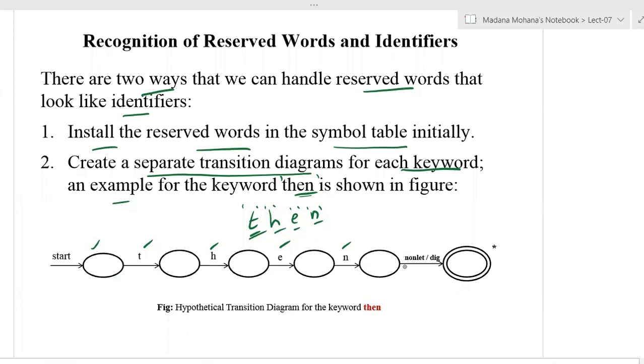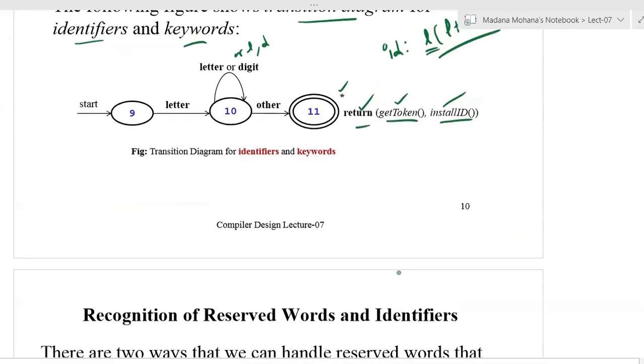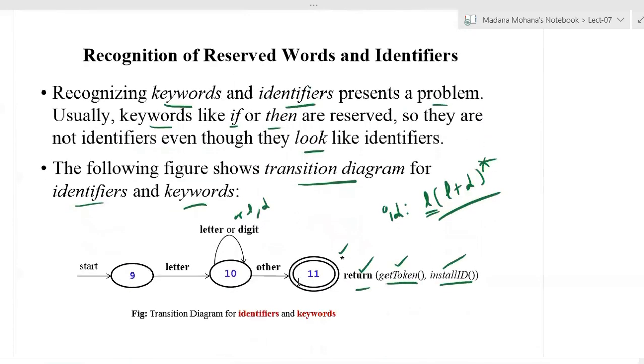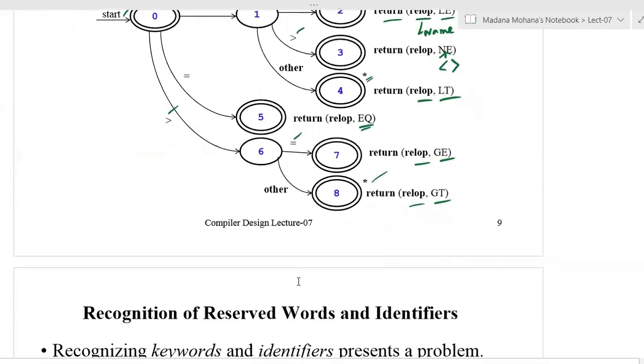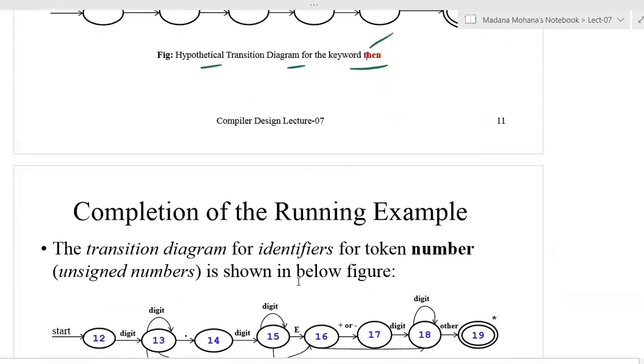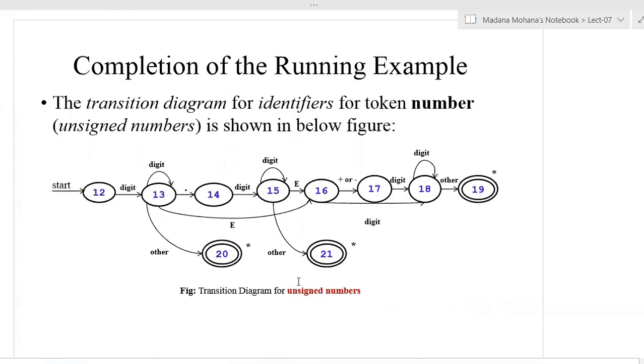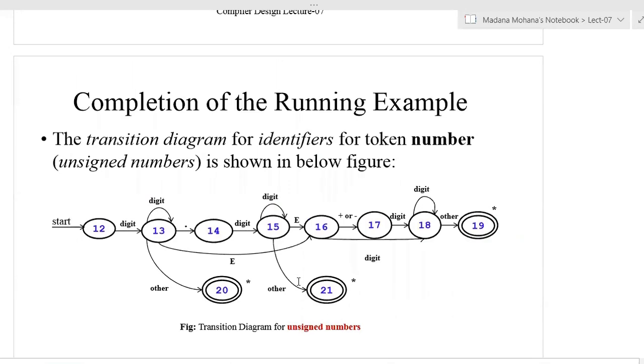Now the other case: there is a retract here, on a non-letter or digit, then it goes to the final state. Maybe after the keyword there may be a non-letter or digit, then it halts. So this is the hypothetical transition diagram for the keyword. Now here, see, for keywords one transition diagram, for identifiers combined with keywords one transition diagram, for relational operators one transition diagram. So three transition diagram examples are seen here. Like that, for any given token we can draw the corresponding transition diagram.